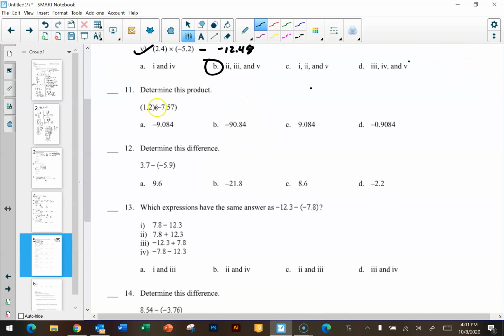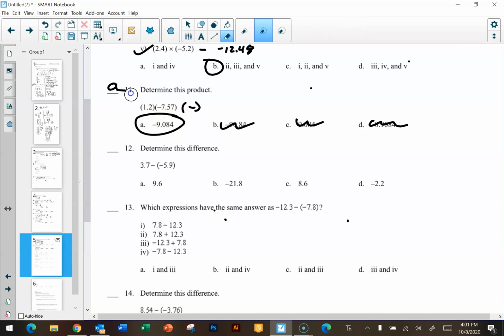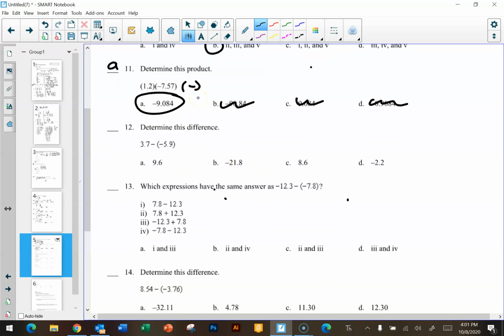Determine the product. Positive times a negative, it's going to be a negative. So let's get rid of positive answer. Now let's just do estimation. That's about 1, and that's about 8. So, it's a little bit more than 1, a little bit more than 7. So it's going to be about 1 times 8, which is going to be negative 8. So it can't be negative 0.9. It can't be negative 90. So it's got to be negative 9.084. So I just use logic for most of these. If you can estimate and use your logical side of your brain, you can figure most of these out just by eliminating the others.